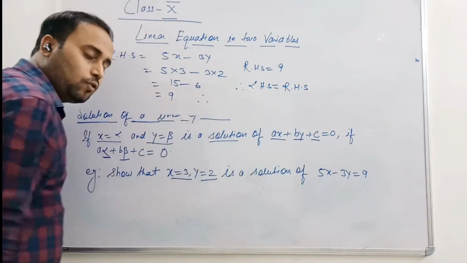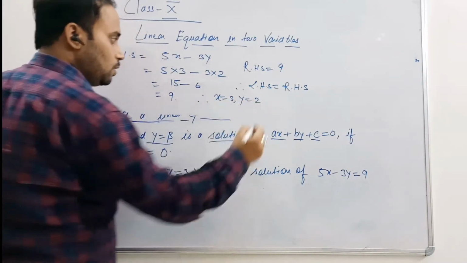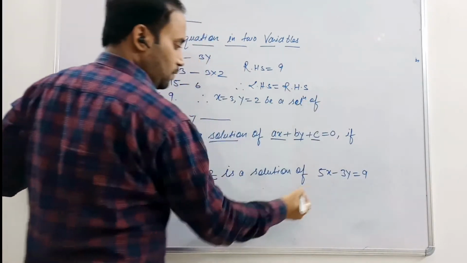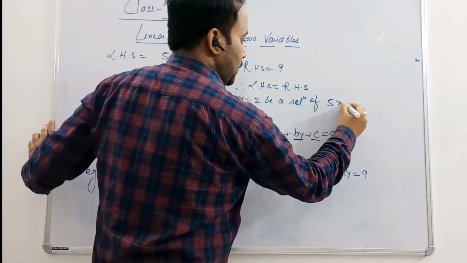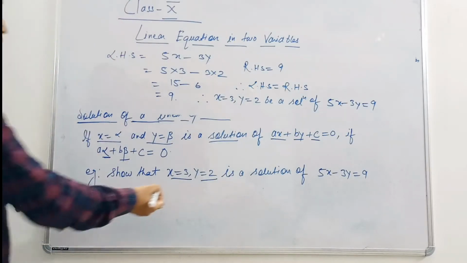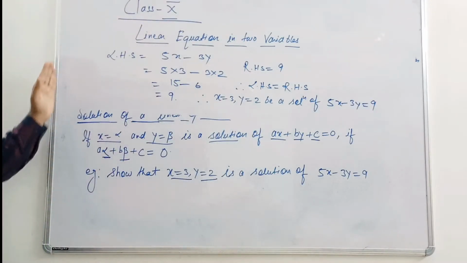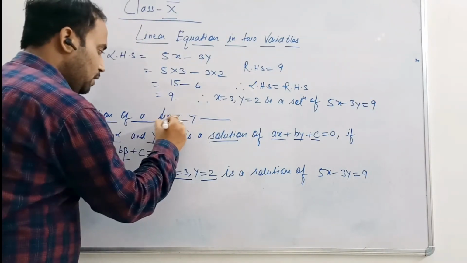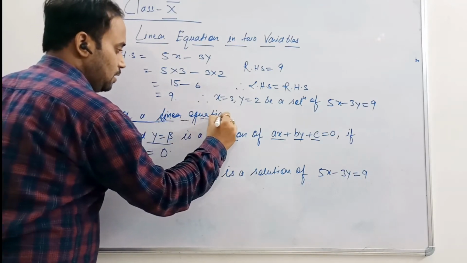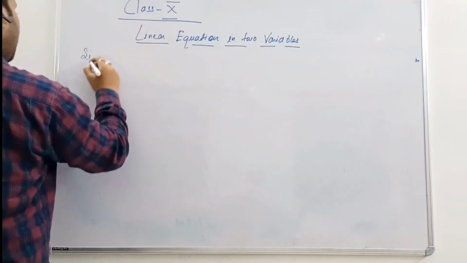Therefore we say x equals 3, y equals 2 is a solution of this equation, because these values satisfy the equation. This x equals 3 and y equals 2 satisfy both sides. I hope this is clear to you. How do we find the solution of a simultaneous linear equation in two variables?